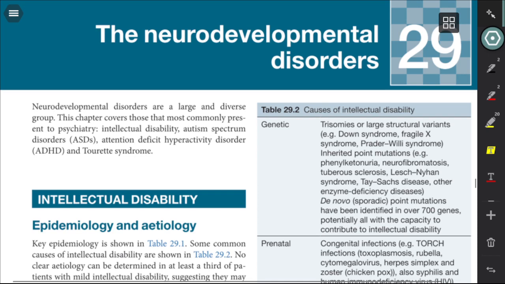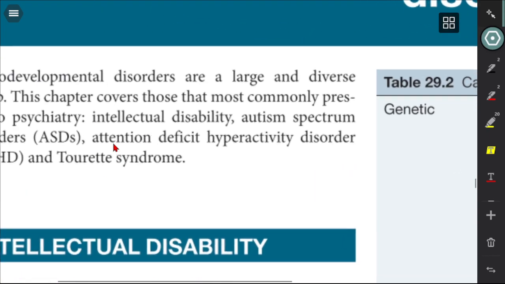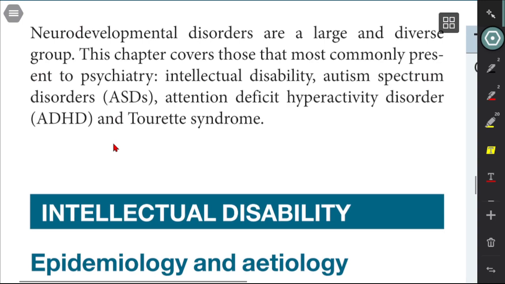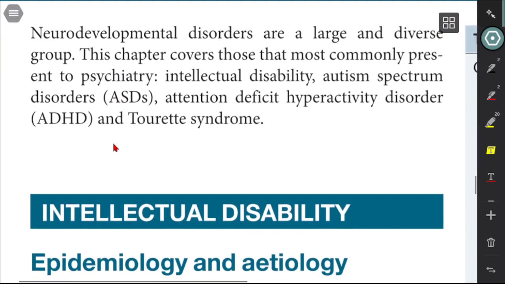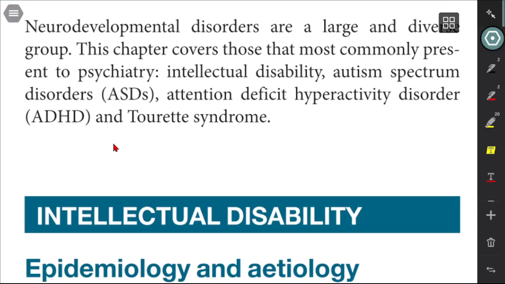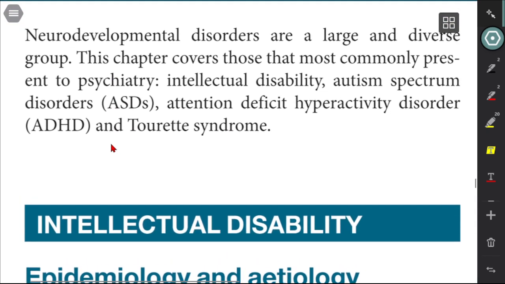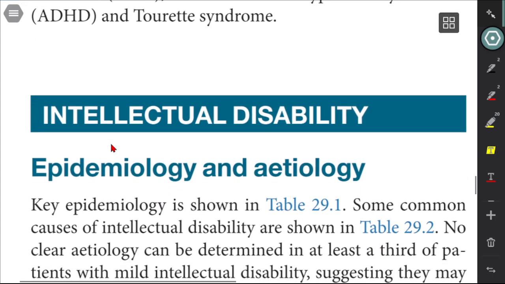Okay, let's talk about neurodevelopmental disorders. Neurodevelopmental disorders are a large and diverse group. The chapter covers those most commonly presenting to psychiatry: intellectual disability, autism spectrum disorder, attention deficit hyperactivity disorder, and Tourette syndrome. Let's start with intellectual disability.